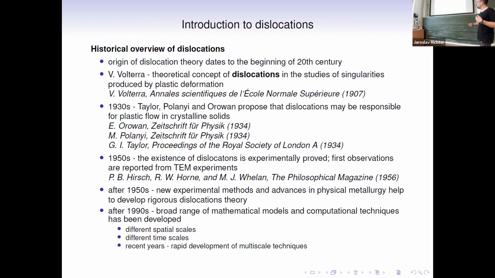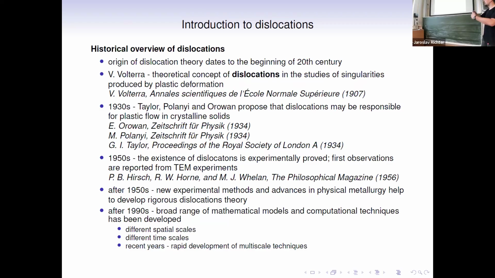I made some effort to prepare a historical overview, because this field of material science is quite old, and it goes back to the beginning of the 20th century, to the 30s. The origin dates to the beginning of the 20th century, and the first theoretical concept was given by Vito Volterra, who was studying the singularities produced by plastic deformation. So the first theoretical concept of the dislocation was mentioned more than 100 years ago.